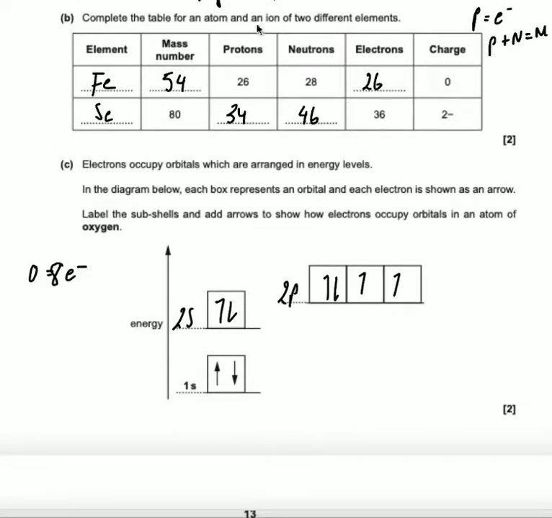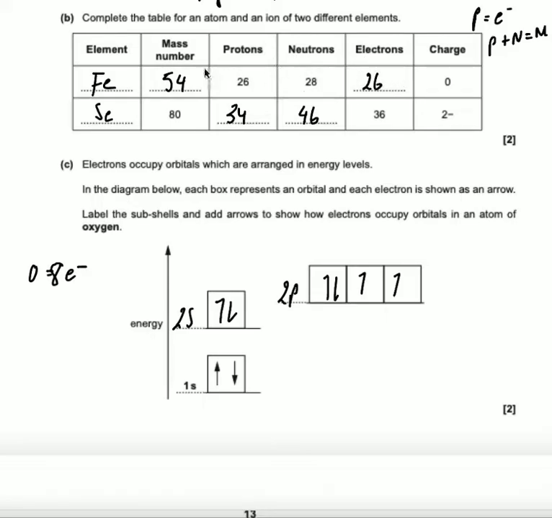Complete the table for an atom and an ion of two different elements. Okay, so this is the first row. We have the protons, neutrons, and the charge. And in order to fill this out, we know that protons is equivalent to the number of electrons. So if we have 26 protons, we should have 26 electrons, especially since the charge is 0. So it tells us that we will have 26 electrons.